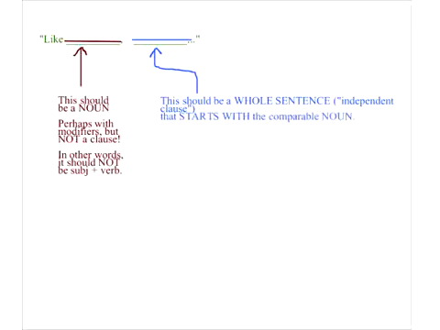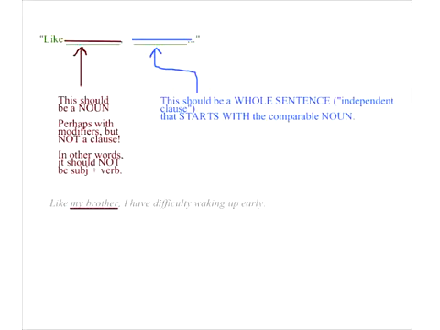So that's how sentences starting with like work. So for example, if you say something like, like my brother, I have difficulty waking up early in the morning. So this is a correct sentence. This is a noun.